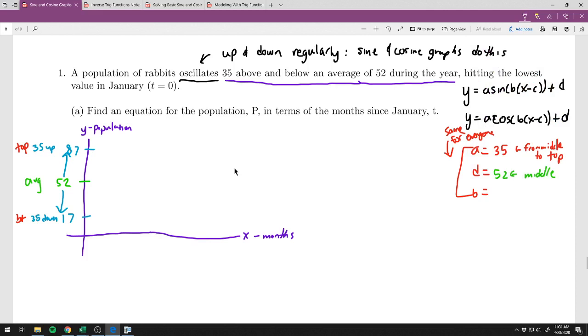Right. Now B here, B is really implied in the problem based on the time frame. What it's saying is it oscillates throughout the year. Well, B is first off 2 pi over the period. And since it's talking about in terms of months, the period is the number of months in a year, which is 12. Right, so it's saying whatever happens in 1 year, it's going to start doing the same thing the next year. So 2 pi over 12, which equals pi over 6, is our B.